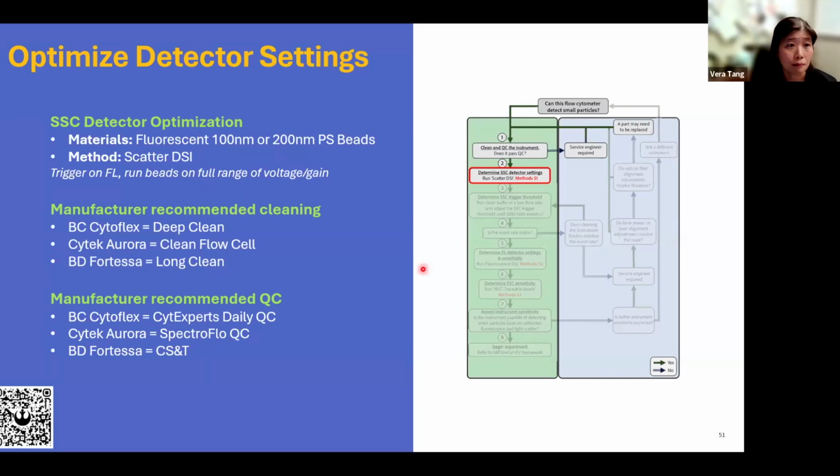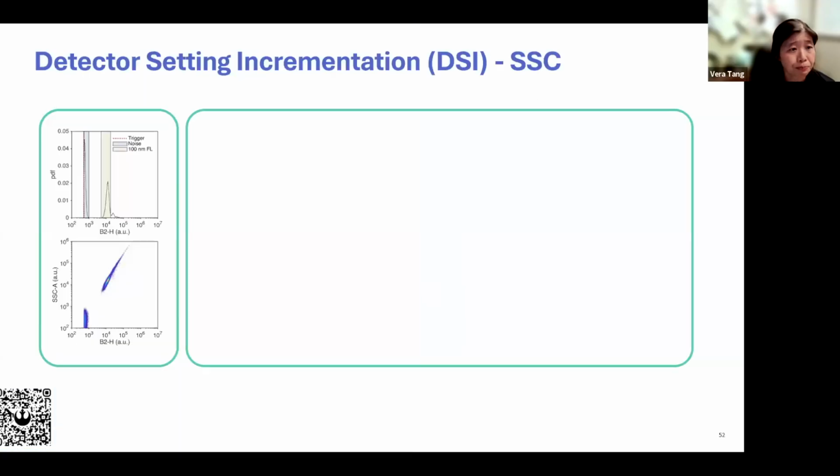So this workflow is essentially instrument agnostic. We've done it many different times. If you look up our paper, please do look up the supplementals, there's 88 pages of it, I think. All the data from the instruments that we've run this detector setting optimization on are there. So essentially, yes, we've got our setting optimization.